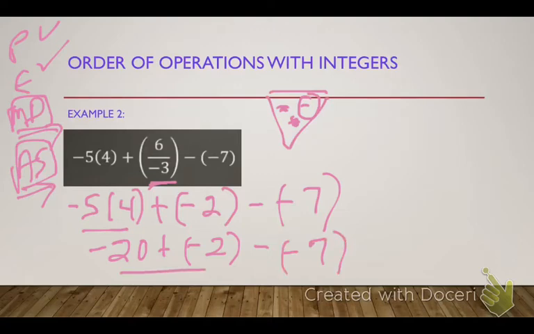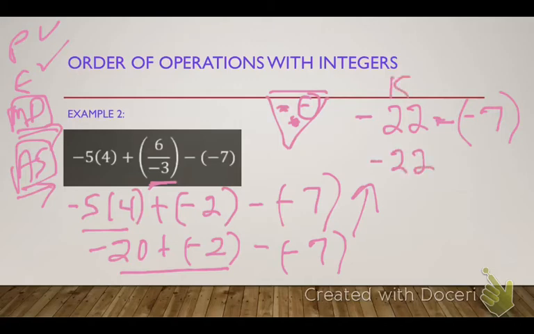Alright, so this right here is negative 20 plus negative 2. I'm going to have to write it up here, kids. Negative 22 minus a negative 7, which means I have to do keep, change, change because I am subtracting. So we're going to keep negative 22, and we're going to change that minus sign to an addition. And we're going to take negative 7, and we're going to change it to a positive 7.